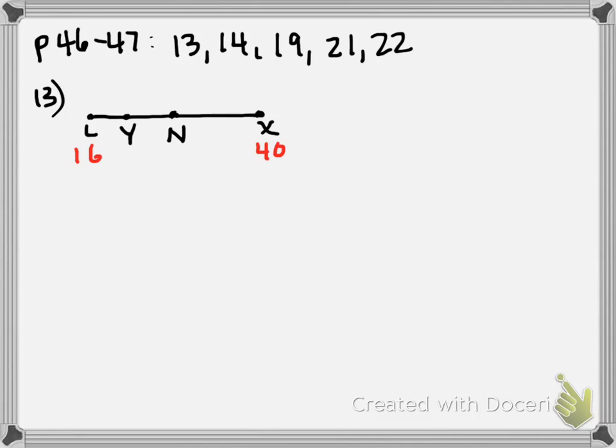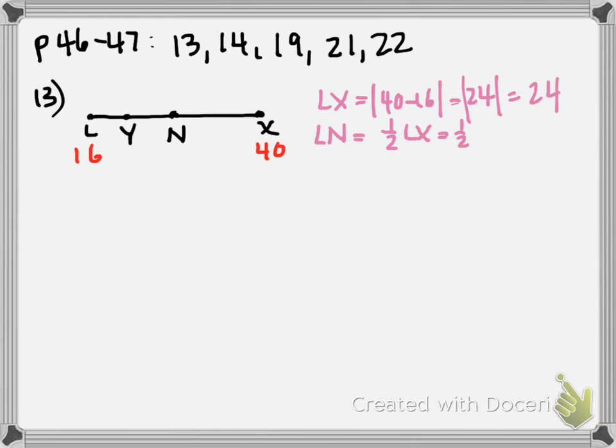All right, so we've talked about in our notes before how you figure out the length knowing coordinates. If we want to figure out the length of LX, we would take the absolute value of the difference in the coordinates, and we would get the absolute value of 24, which equals 24. But that tells me the length. Now I want to deal with the midpoint. So the length of LN, according to the midpoint theorem, is 1/2 the length of LX. So that's 1/2 of 24, which equals 12.